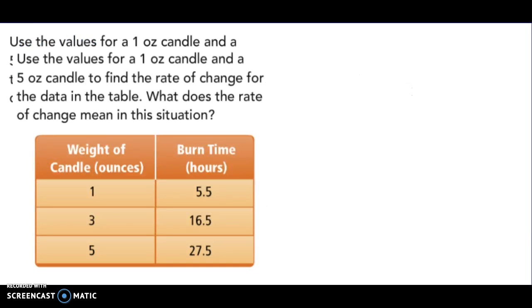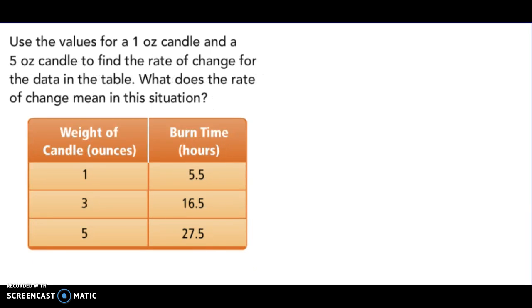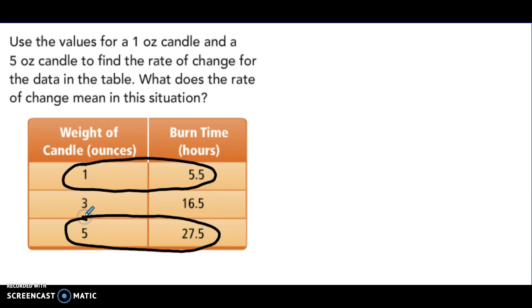All right, our last example. Use the values for a 1 ounce candle and a 5 ounce candle to find the rate of change for the data in the table. What does the rate of change mean in this situation? So we're using the information here for our 1 ounce candle and how much it burns over time, and our 5 ounce candle and how much it burns over time.